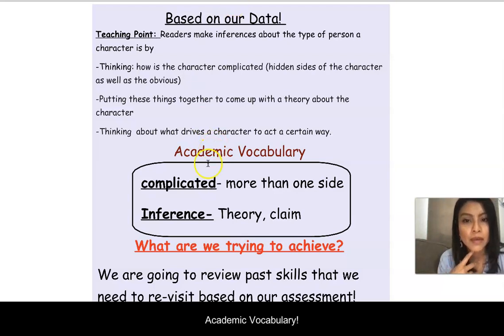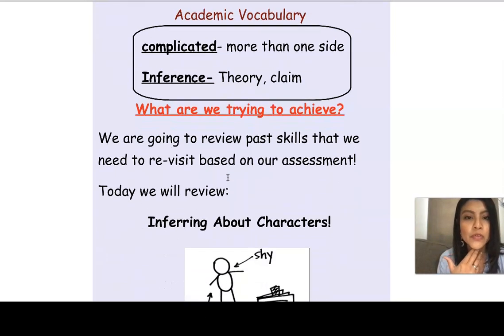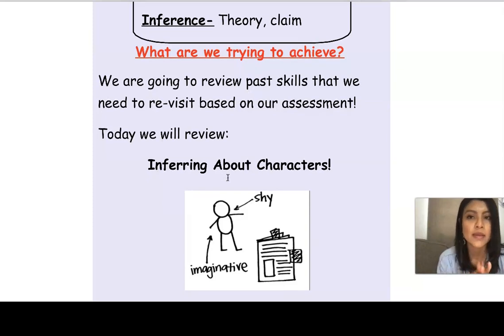Our academic vocabulary is complicated. We know that that word means when there's more than one side to things. And an inference is another word for a theory or a claim. So what are we trying to achieve? We're going to review past skills that we need to revisit based on our assessment. And today we are going to review inferring about character. So this little visual can help us understand this. See how this character can be shy, but also imaginative. So there's more than one side to a character.